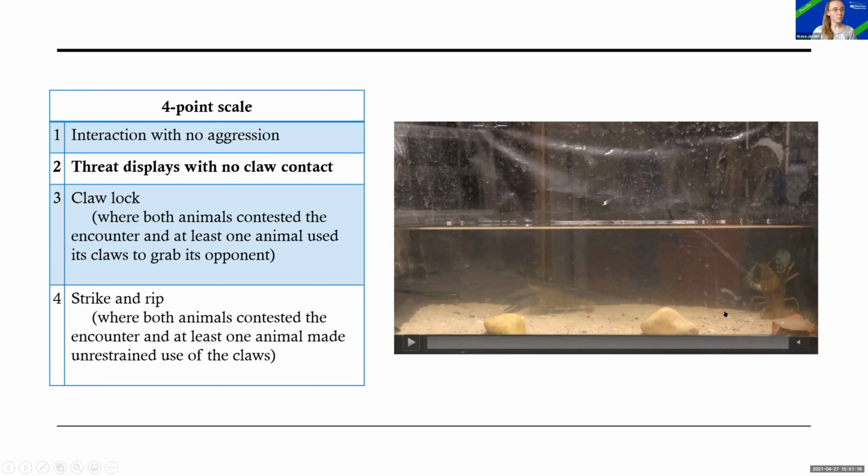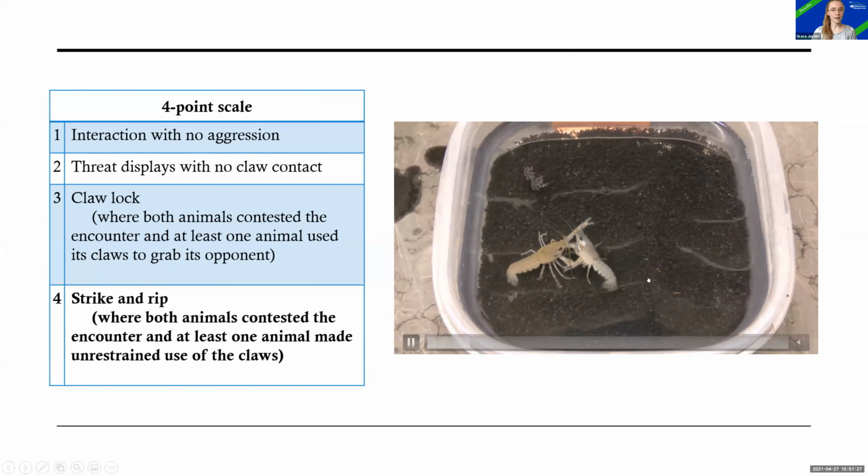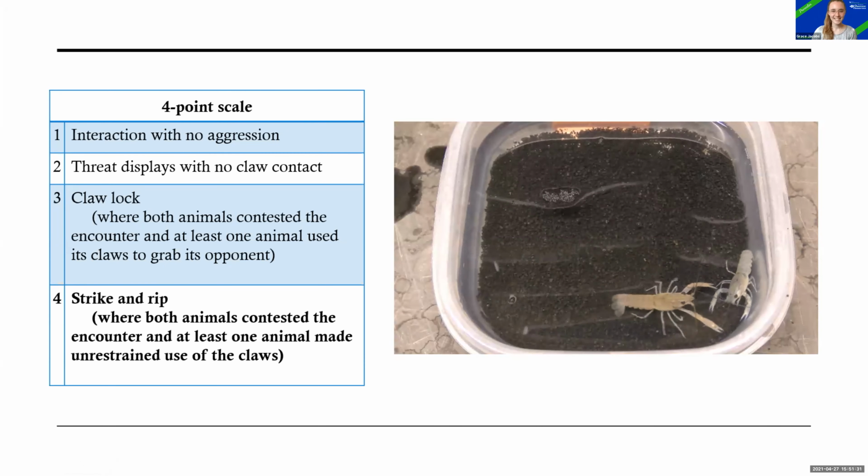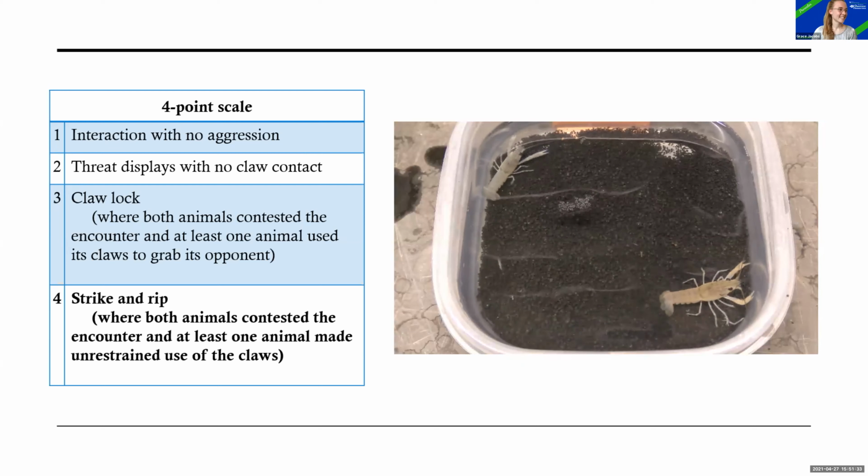Some of them were even more fuzzy and harder to see. So we actually went back and re-recorded some of the interactions from a top-down angle, which is like this angle, because that was a problem. I see. Okay. Right.